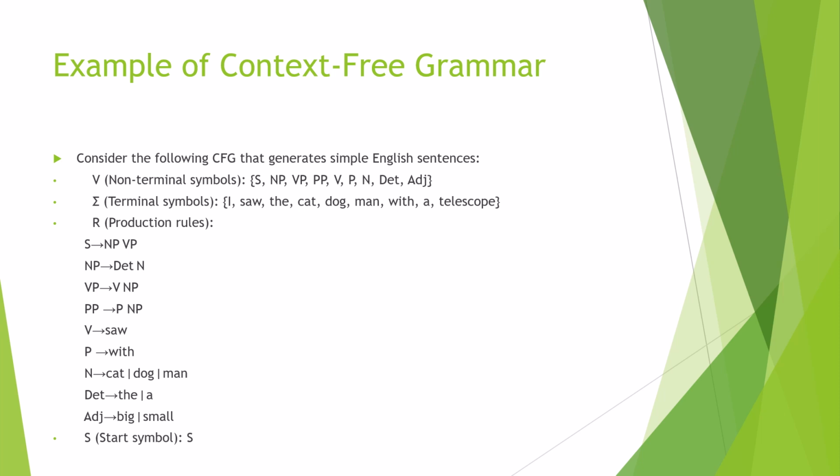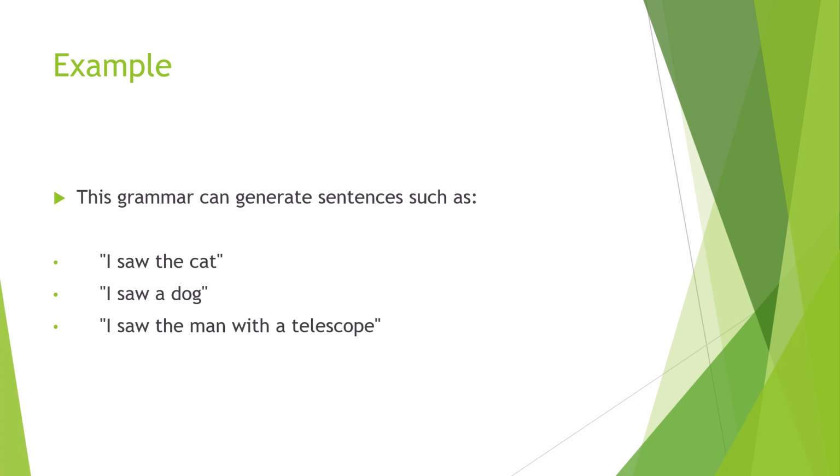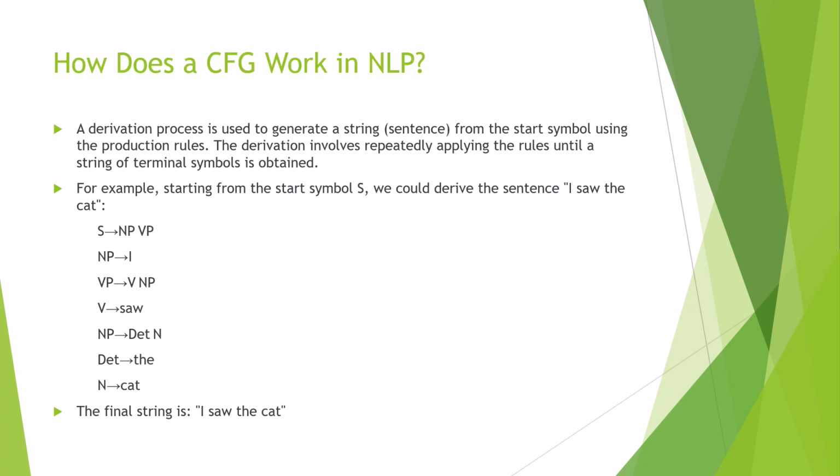Now let us consider one sentence from which we'll see how to apply these production rules to generate a sentence. So we have three sentences. The first sentence is I saw the cat. The second one is I saw that dog. The third one is I saw the man with a telescope. Now let us discuss how to apply this context-free grammar to work with this sentence.